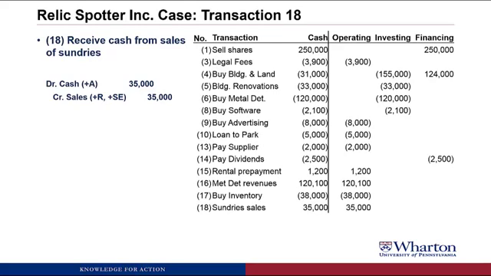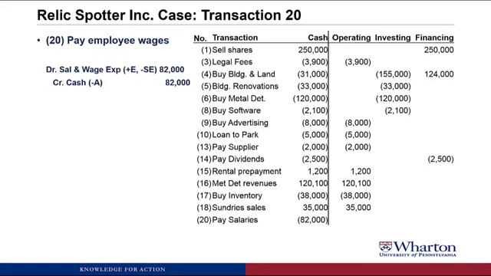Finally, transaction 20. Relic Spotter paid $82,000 cash to its employees for salaries and wages. Is this operating, investing, or financing? Again, this is operating. It's an operating cash outflow of $82,000. Paying our employees is one of our key business activities, so this would be an operating activity.